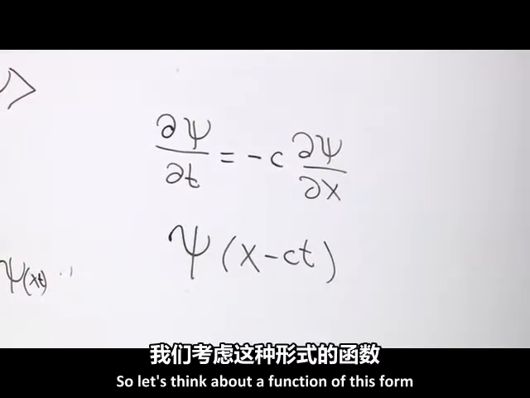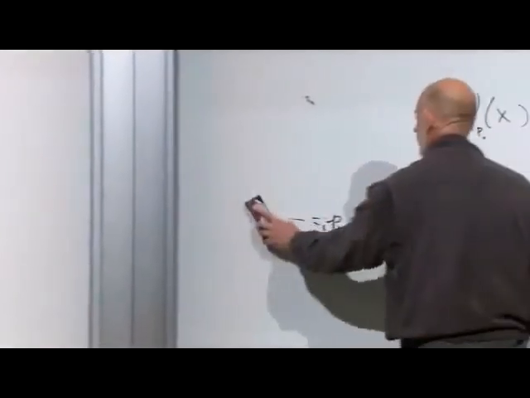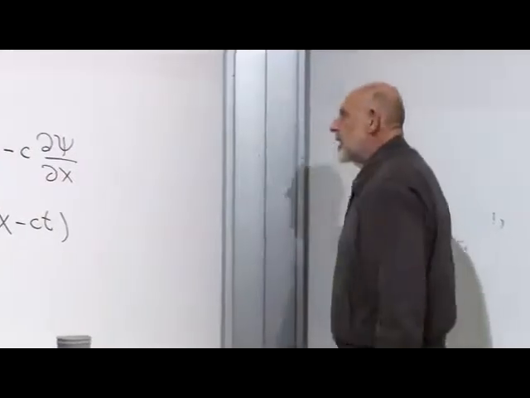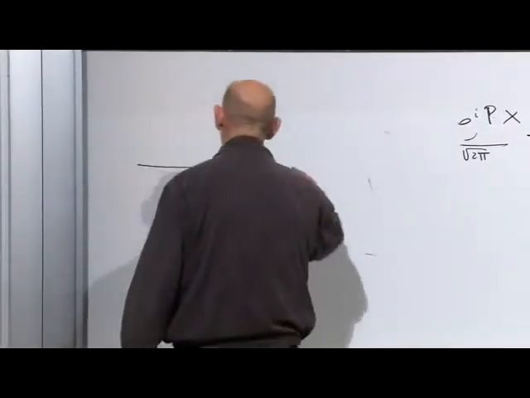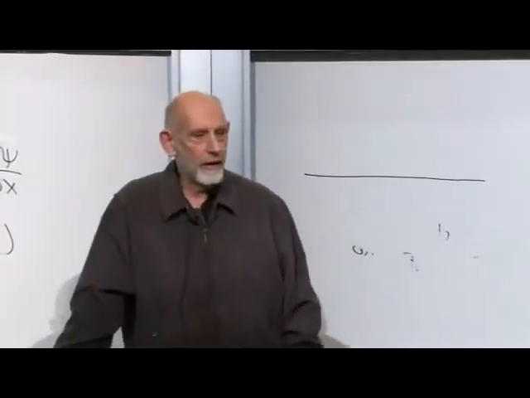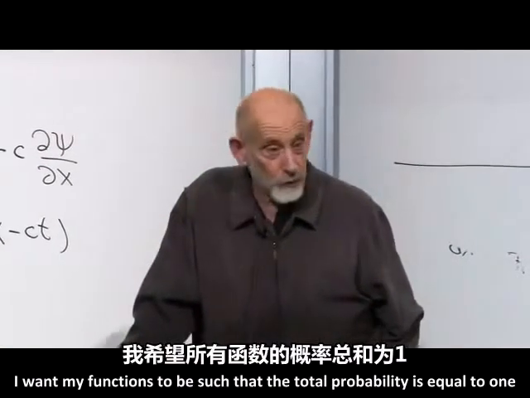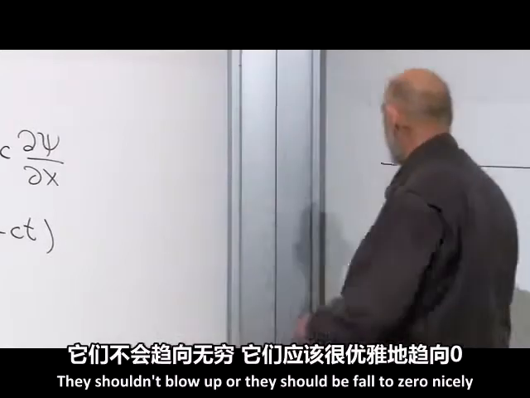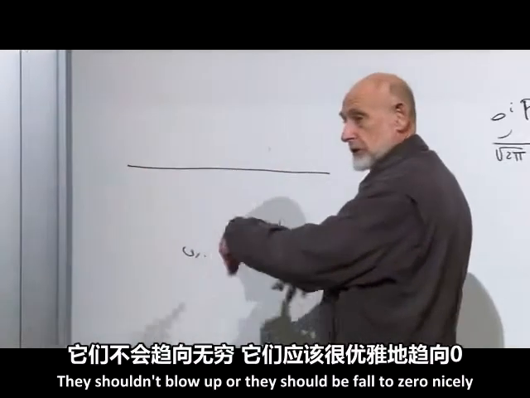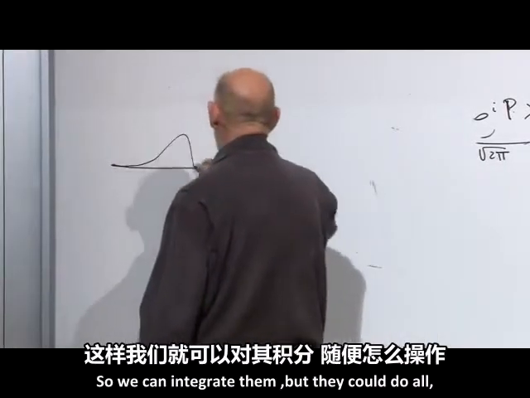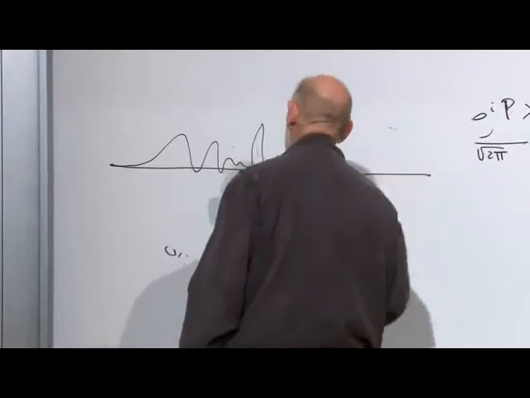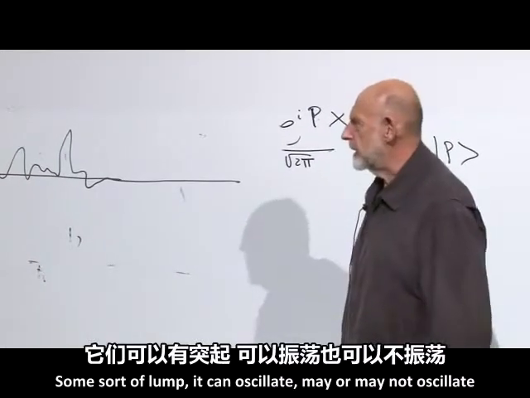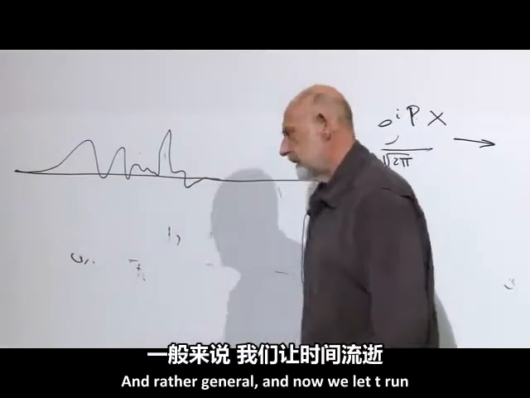So let's think about a function of this form. What does it look like? You can start at t equals 0, cross out t here, with any function psi of x. Of course, we don't want to take just any function. I want my functions to be such that the total probability is equal to 1. So the integral of psi star psi should be finite, equal to 1. They shouldn't blow up, or they should fall to 0 nicely so that we can integrate them. But they can do whatever you like. Some sort of lump. It may or may not oscillate, and it's rather general.